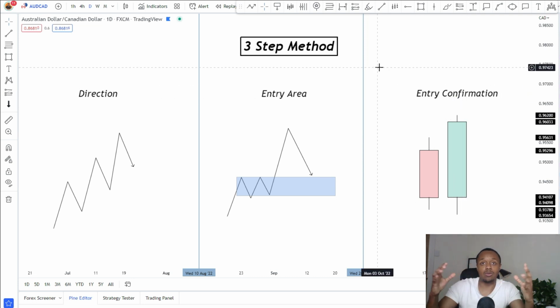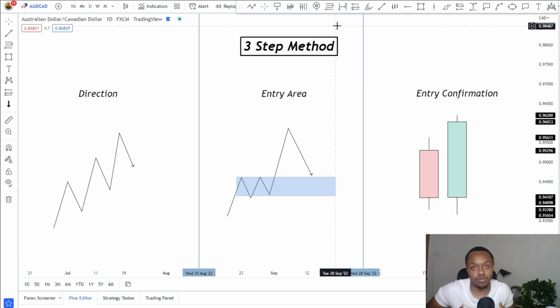So what we're looking at is we want one time frame for direction, preferably a higher time frame, another time frame for our entry location to work out where we want to enter the market depending on our higher time frame directional bias, and then we want to use a time frame for entry confirmation.